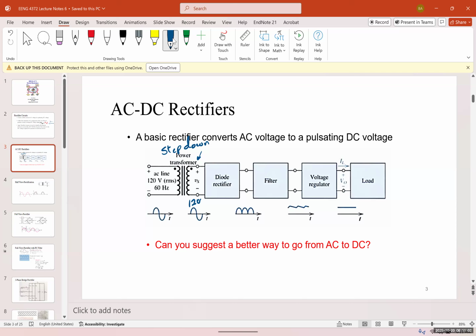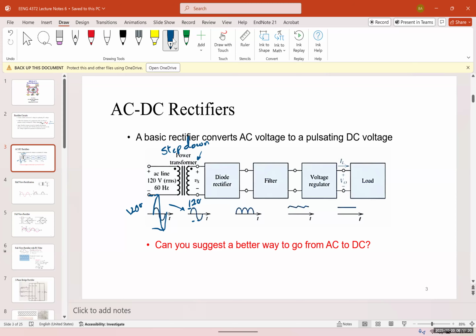So we're going to have a voltage that initially looks like this, very high amplitude, for example, 120 volts. Then we will convert it to another AC signal, which has the amplitude of 12 volts, for example.